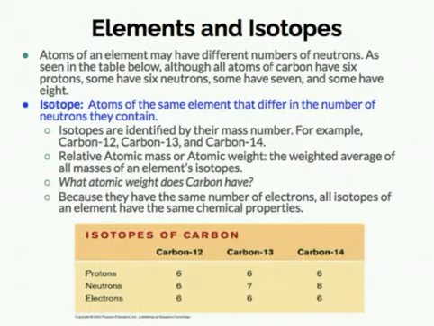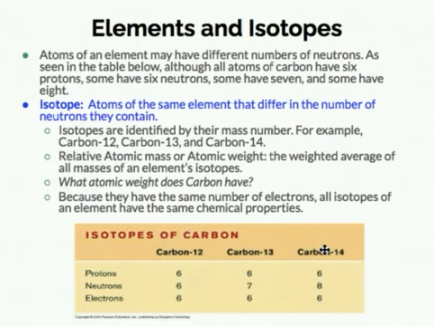Atoms of an element may have different numbers of neutrons. As seen in the table below, although all atoms of carbon have 6 protons, some have 6 neutrons, some have 7 neutrons, and some have 8 neutrons. Isotopes are atoms of the same element that differ in the number of neutrons they contain, but they do have the same number of protons. Isotopes are identified by their mass number. So for example here, carbon 12, carbon 13, carbon 14, those numbers after are the mass numbers.